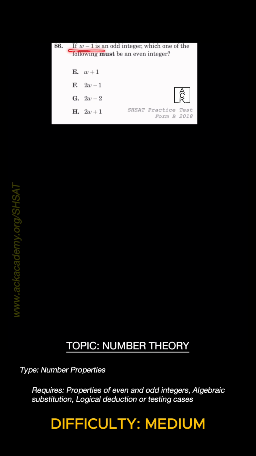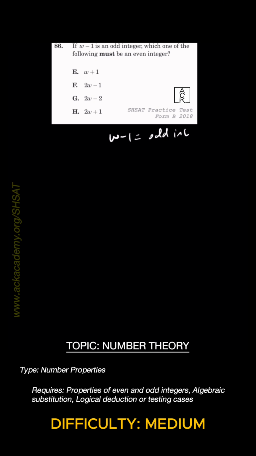If w minus 1 is an odd integer, which one of the following must be an even integer? Okay, so this is saying w minus 1 is an odd integer.